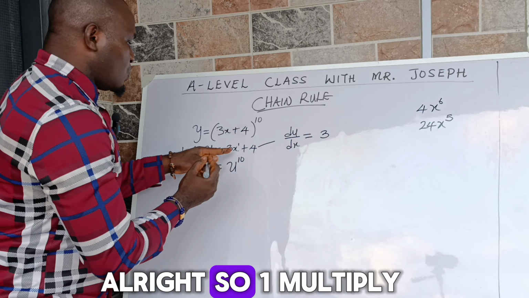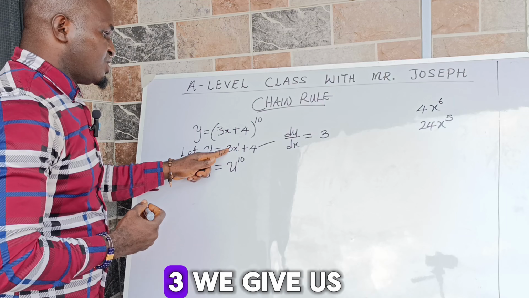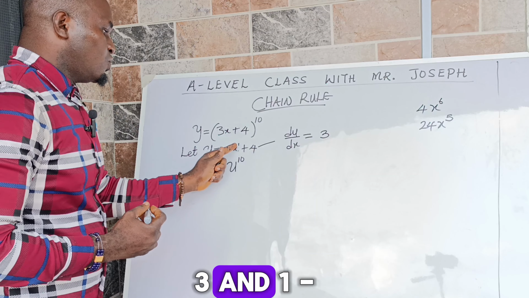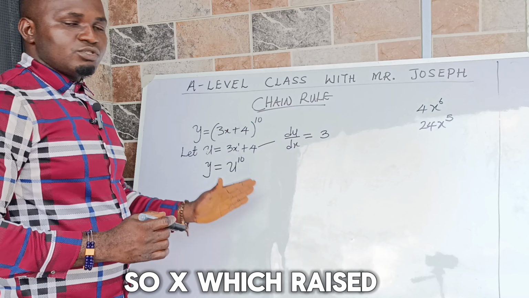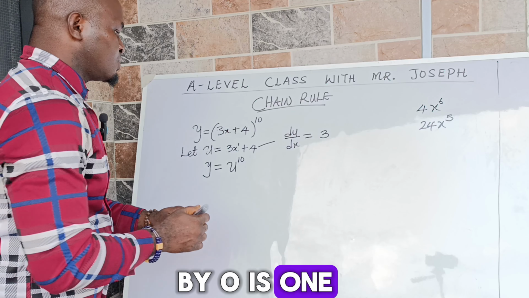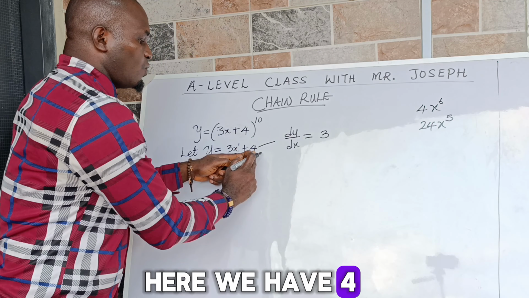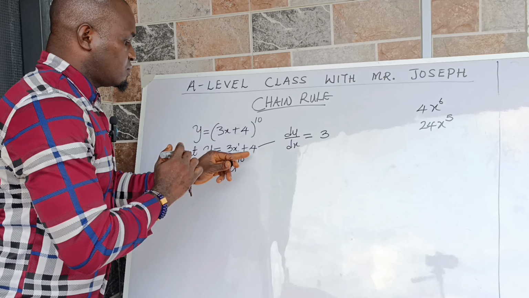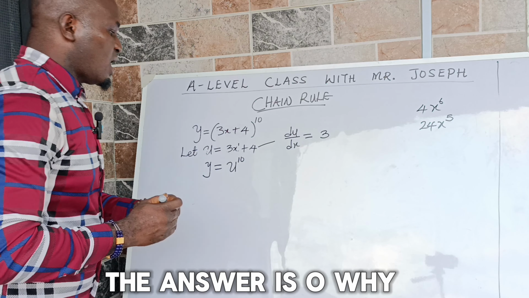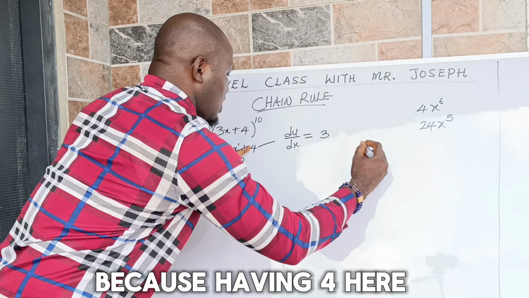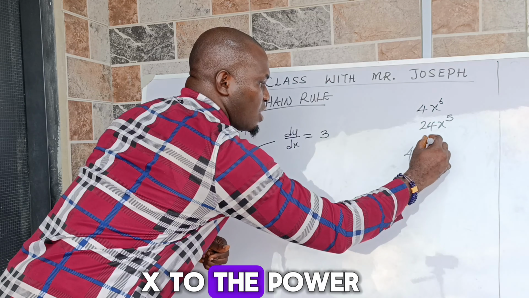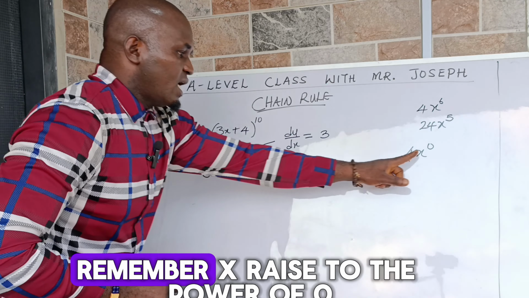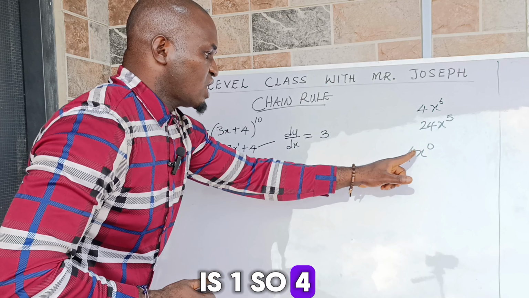All right. So 1 multiplies 3 will give us 3. And 1 minus 1 is 0. So x raised to the power 0 is 1. Here we have 4. If you differentiate 4, the answer is 0. Why? Because having 4 here means you have 4x to the power of 0. Remember, x raised to the power 0 is 1. So 4 times 1 is 4.